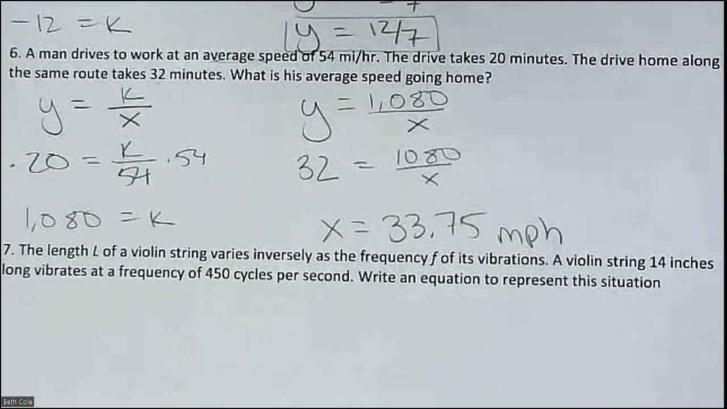Close that Chromebook. Sometimes he went faster than 54, sometimes he went slower than 54, but it averaged out to 54 miles an hour.